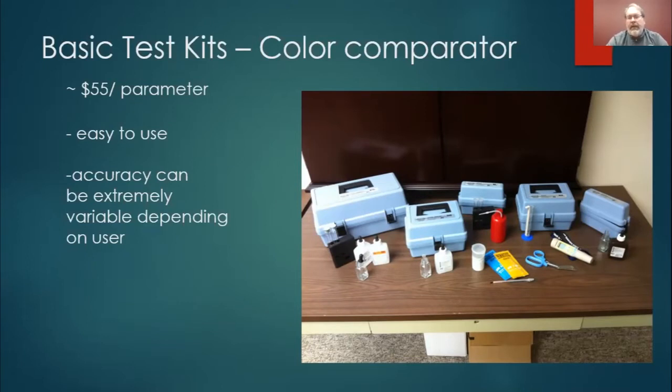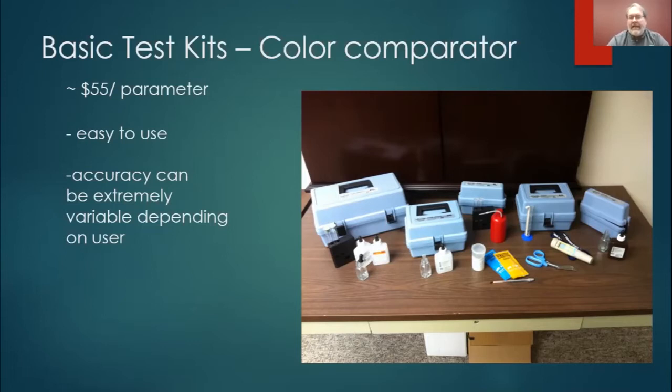The easiest way to do it is both Hach and LaMotte make these color comparator test kits. The test kits turn out to be about $55-ish a parameter. They're easy to use. They're meant to be replicated.